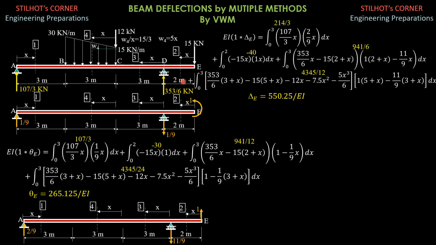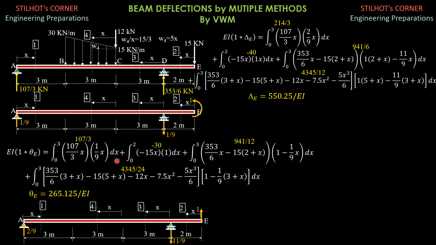So finally, for the slope and deflection at E, first for rotation, we again apply a unit counterclockwise couple at E. So we always assume positive slope, positive rotation. So computing for the reaction here, it is 1 over 9 upward, and at D, 1 over 9 downward. So EI times 1 times theta E equals the same integral 0 to 3, then copy the big M. The moment at this section is positive 1 over 9 times x dx.